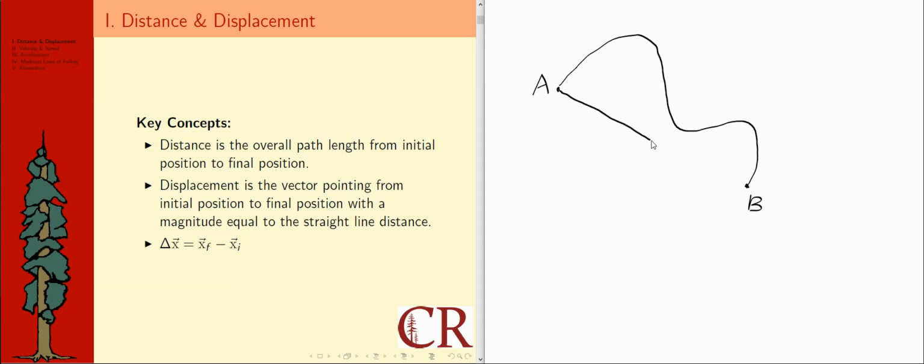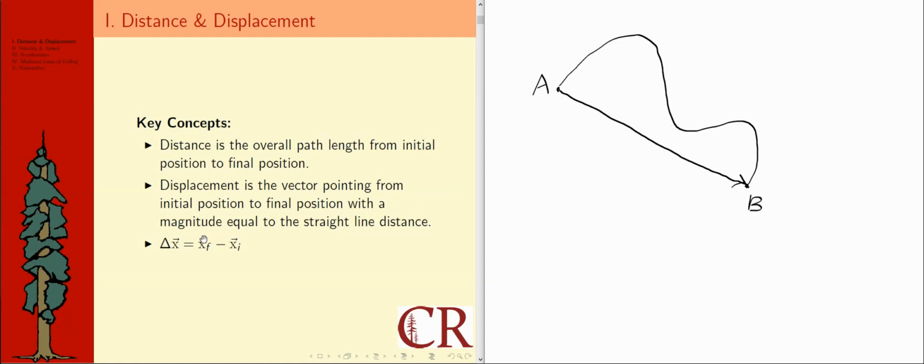So if I were to draw a straight line segment going from A to B, as straight as I can get it at least, that straight line distance represents the magnitude of displacement. But given that it is a vector quantity and has direction, I'm also going to represent it with an arrow that points from A to B.